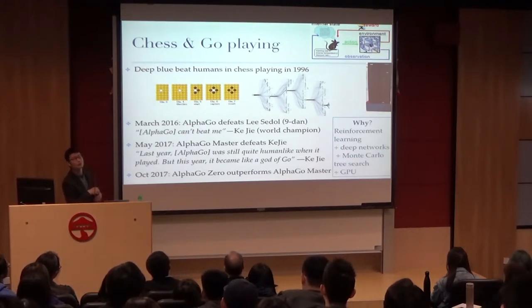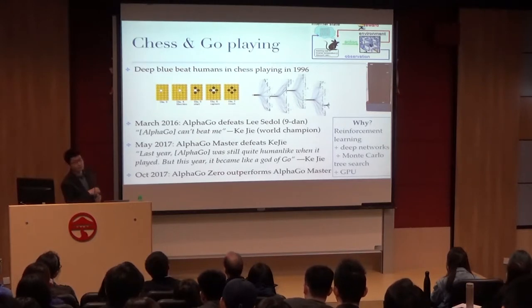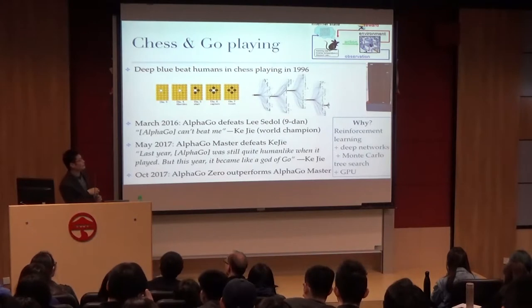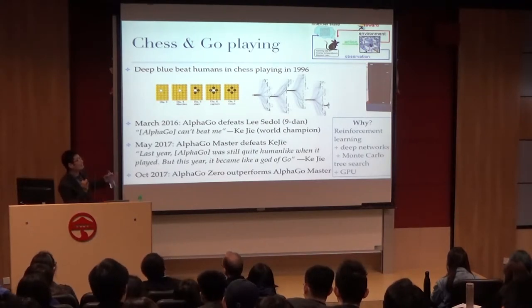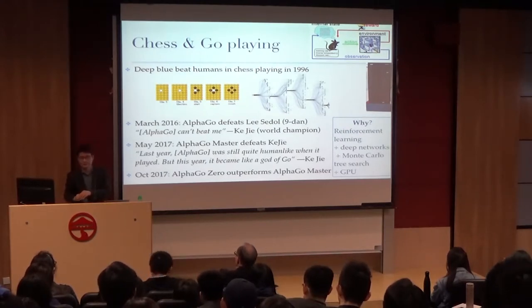Computer systems can really quickly improve themselves by making use of reinforcement learning. And last year, we got AlphaGo Zero, which significantly outperformed AlphaGo Master. And this system makes use of a new kind of learning schema. Why can AlphaGo defeat all humans? Essentially, there are three components.